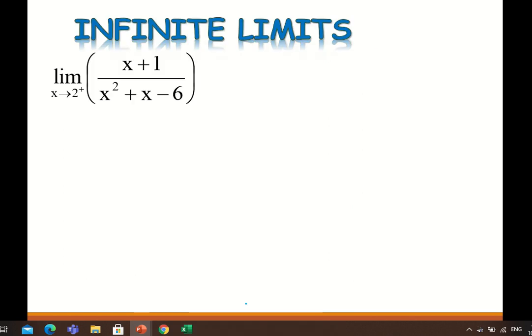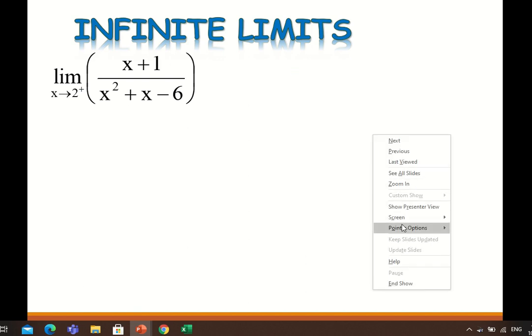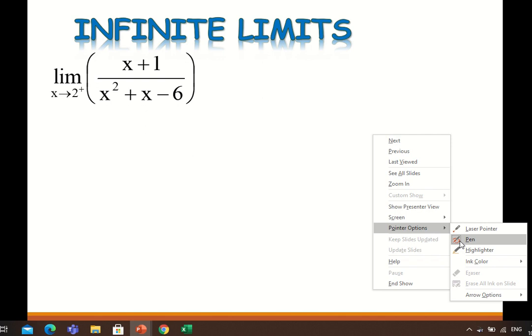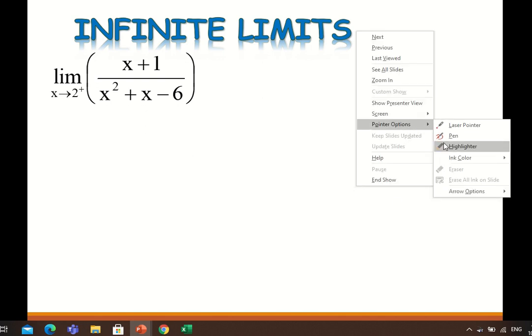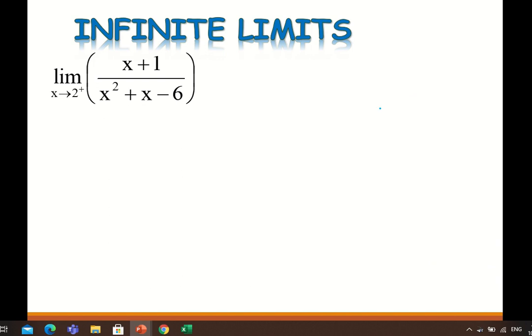Okay, so another example, we have the limit of the quantity x plus 1 divided by x squared plus x minus 6 as x approaches 2 from the right. So coming from the right.